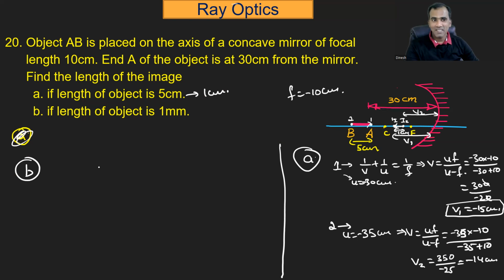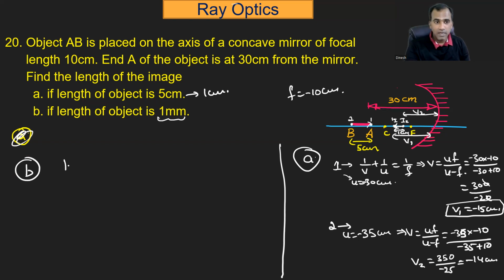Right? If the length of the object is only 1 mm, it seems. For small size objects placed perpendicular to principal axis, there is no shortcut. Basic formula only, m equal to minus v by u only, for objects placed perpendicular to principal axis. But here, the object is placed on the principal axis, parallel to principal axis.